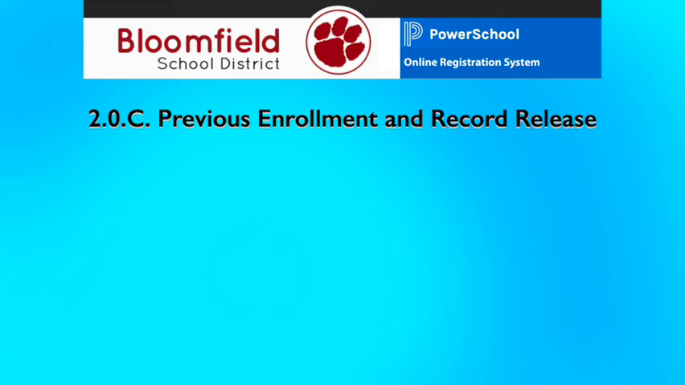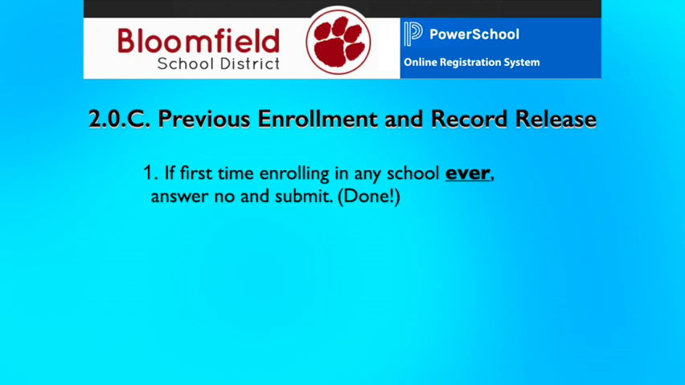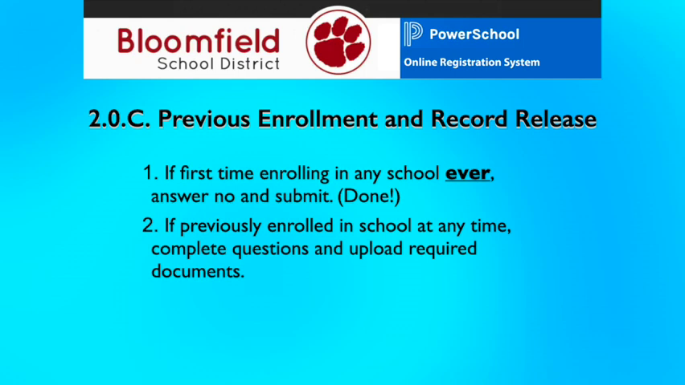Form 2.0C, Previous Enrollment and Records Release. If you are enrolling a student in school for the first time, usually for kindergarten, answer no for the first question and submit the form. For students who have ever been enrolled in any school anywhere previously, please make sure you complete all of the required information marked with a red asterisk. If you have any of the required school records, please upload them in the document section.